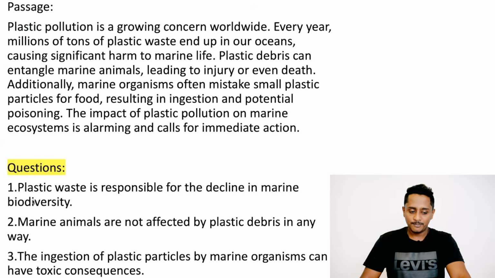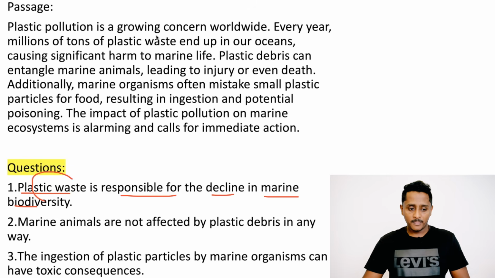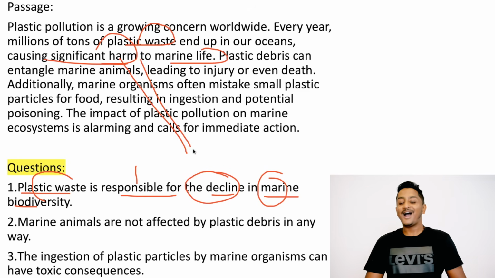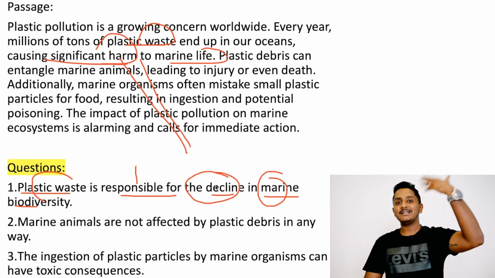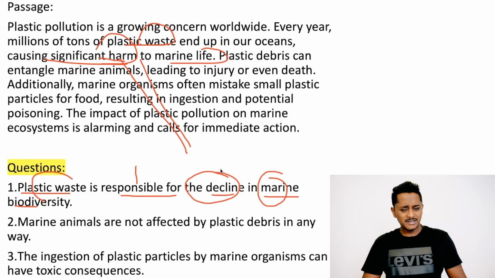Let's start. Plastic waste is responsible for the decline in marine diversity. So what I am doing, I am underlining the important things. Plastic waste, marine life is responsible for what? Causing significant harm, decline. Can harm be equal to decline? 100% no. Decline is the next level of harming. So now we have the data, exact data is there. Plastic waste causes means responsible for causing the harm to the marine life, not the decline.